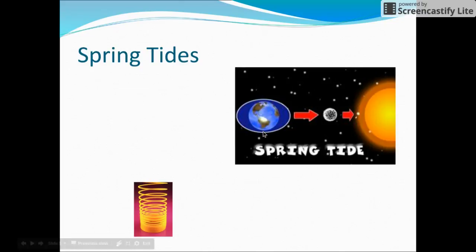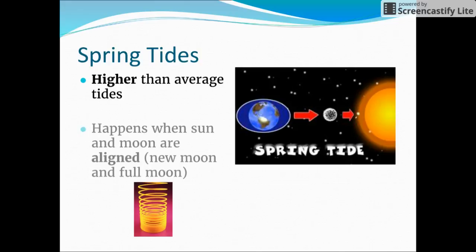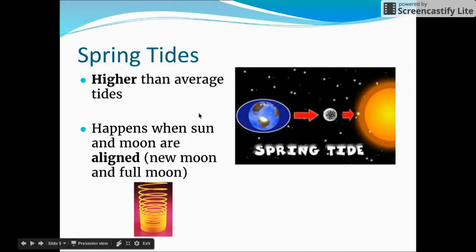But first, let's talk about spring tides. Twice a month, we have spring tides, which are higher than average tides. Spring tides happen when the sun and the moon are aligned. That happens during a new moon and a full moon phase. So they're lined up in a nice straight line. I like to remember spring tides are higher than average because if I jumped on a spring or a trampoline, I would be able to jump much higher than I would normally without the spring.